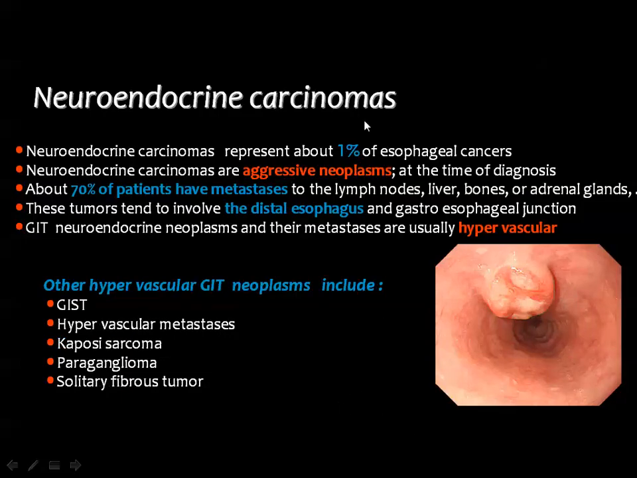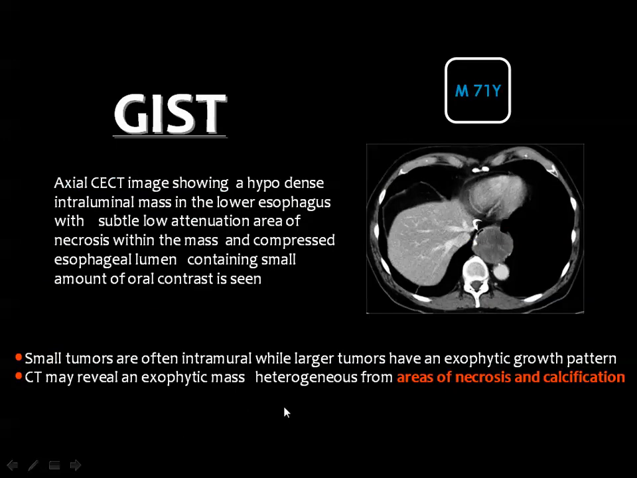The neuroendocrine tumors are rare in the esophagus, representing about 1%. They are aggressive neoplasms, and 70% of the patients may have metastasis at the time of the presentation. The tumors usually affect the distal part of the esophagus, and many times you see hypervascularity of the primary tumor as well as the metastatic deposits. Other hypervascular neoplasms in the GI tract include GIST, hypervascular metastasis, Kaposi sarcoma, paraganglioma, and the solitary fibrous tumor.